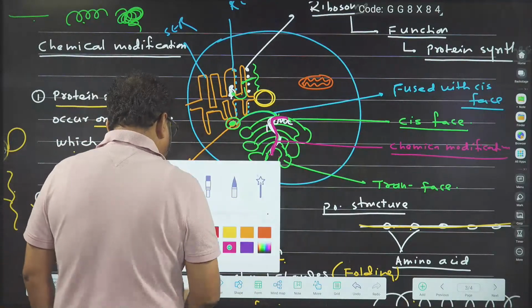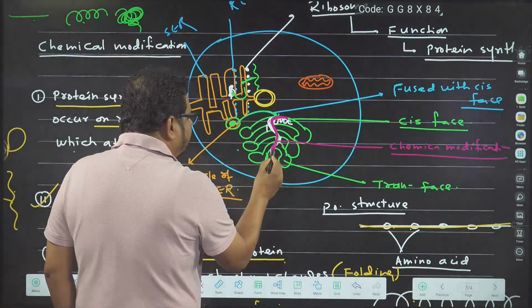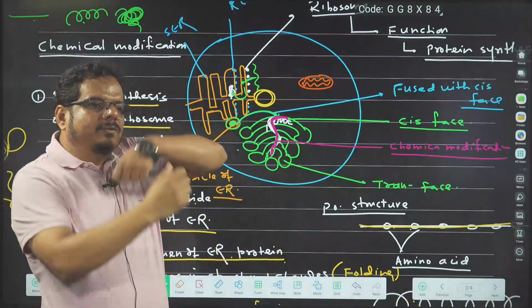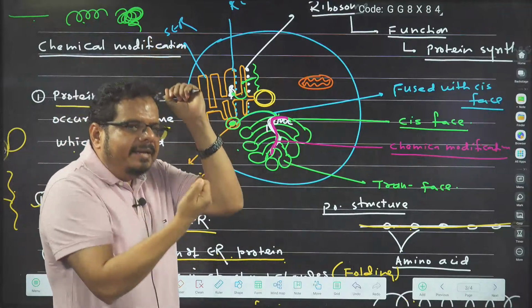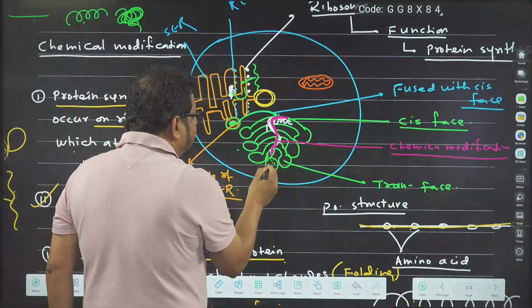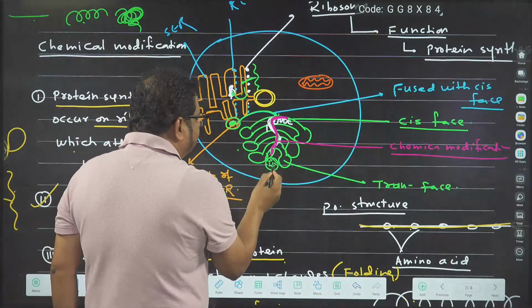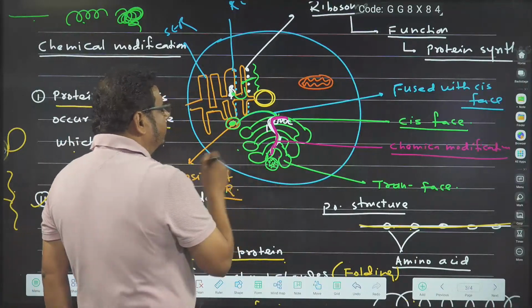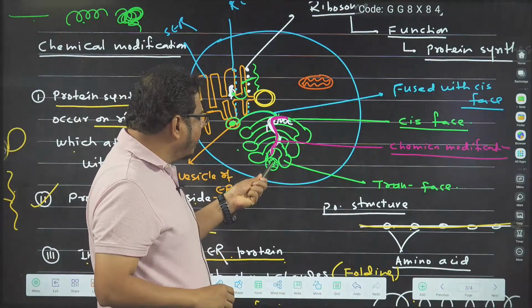Now what happens to this chemically modified protein? This cisternae is going to pinch off. Pinch off means, think of it as the membrane of the cisternae with something filled here; I am cutting it and removing it. So it pinches off, and here glycoprotein is present. These are the vesicles where glycoprotein is packed. Different chemicals are packed in these vesicles.